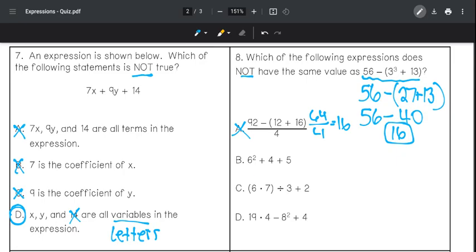B, 6 squared is 36. 36 plus 4 plus 5. 36 plus 4 is 40. 40 plus 5 is 45. Last time I checked, 45 and 16 are not the same answer. So B is the answer we are looking for.